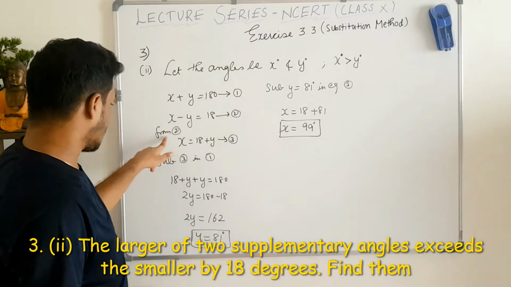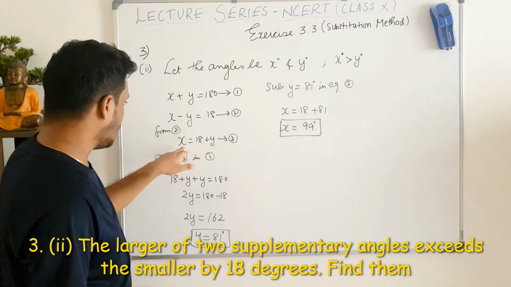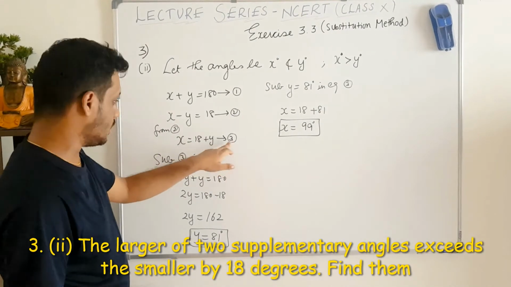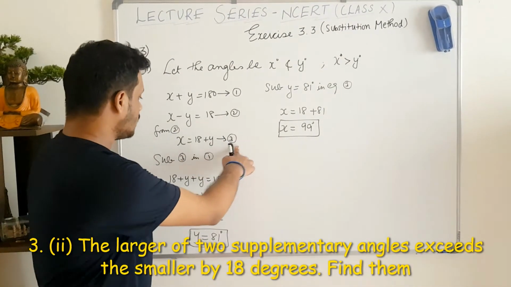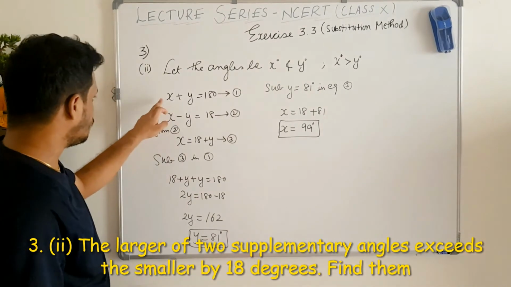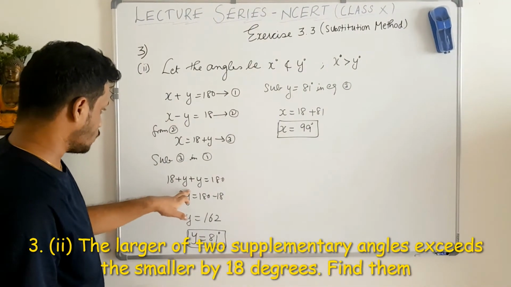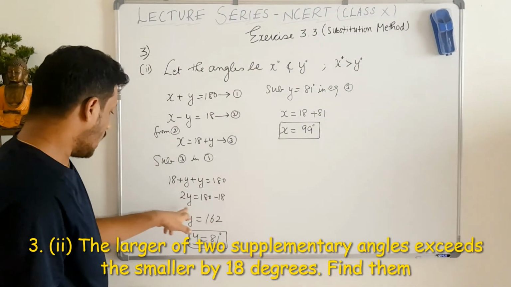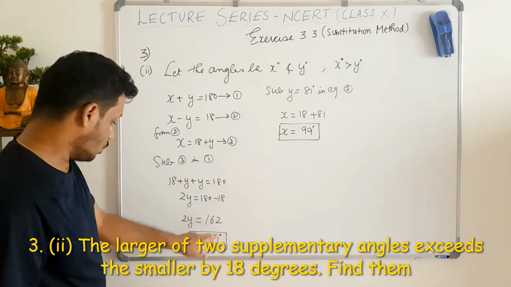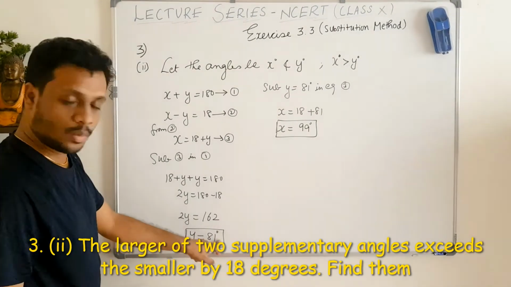Now I have taken the second equation. From the second I have obtained x is equal to 18 plus y, and that is the third one. And this third equation I am substituting in the first one. So when I substitute in the first one, I get 18 plus y plus y equal to 180. I get 2y is equal to 162. When I simplify this further, I get y is equal to 81 degrees.